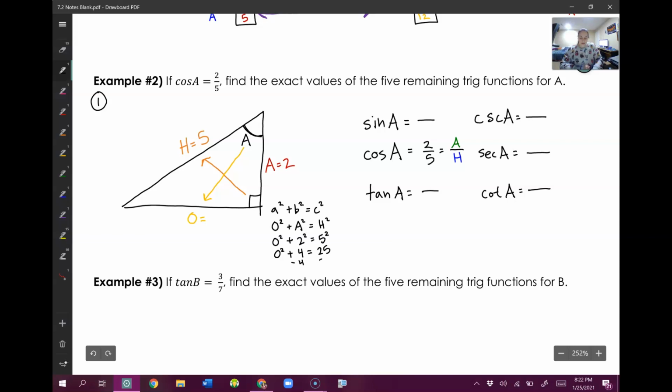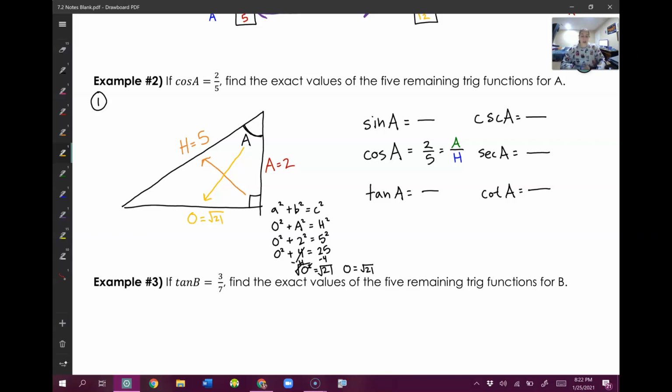So I'm going to minus 4 to both sides. So I get opposite squared equals 21. Square root the opposite to get rid of the square. So I know that my opposite side is the square root of 21. There we go. Opposite square root of 21. And now I can fill in the rest of all of these things.